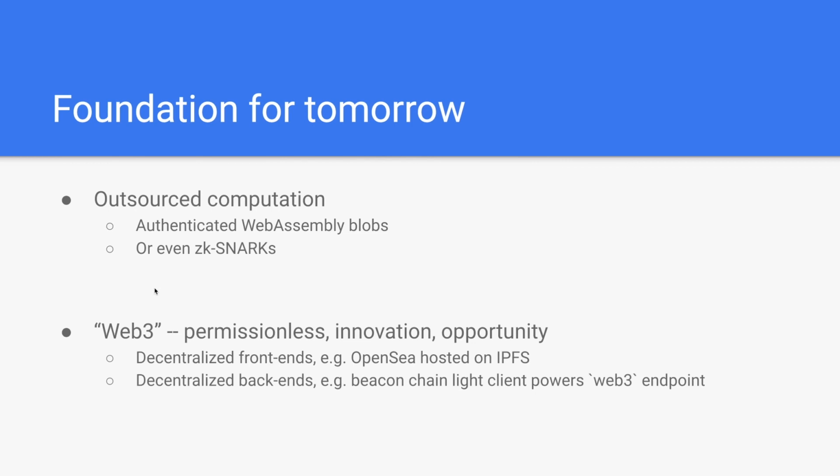It also serves as a foundation for what I'd say is the broader vision of Web3, right? Where these networks are permissionless. That permissionlessness leads to innovation. The innovation then leads to, hopefully, greater opportunity for everyone. What that looks like is your light client can trustlessly request a decentralized front end, for example, like OpenSea on IPFS. The light client itself serves as your Web3 endpoint, a decentralized backend. And suddenly you don't have this reliance on platforms that may censor you or choose to try and control your behavior in other ways.